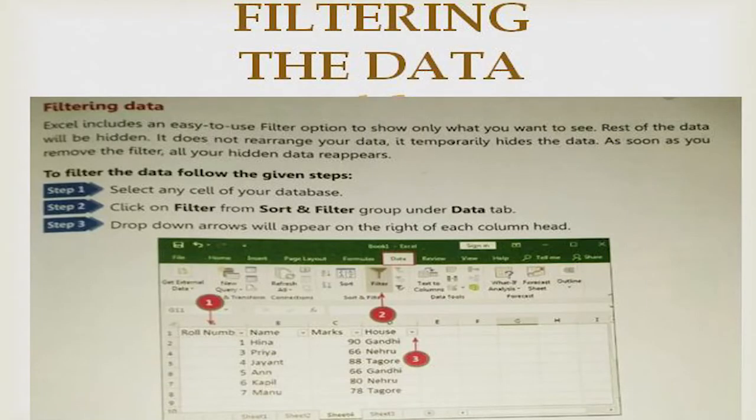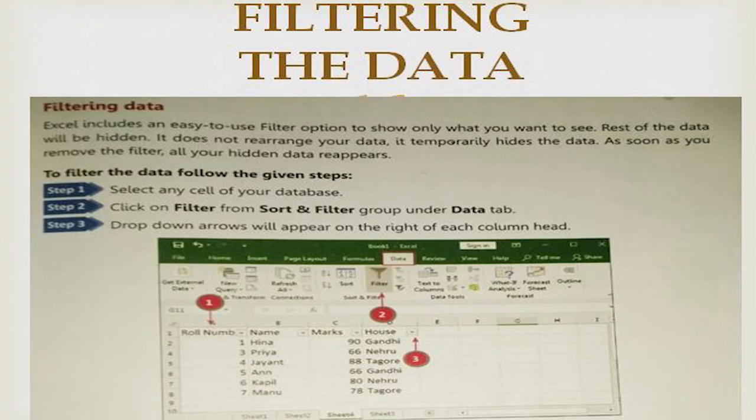Next topic is filtering the data. Excel includes an easy to use filter option to show only what you want to see. The rest of the data will be hidden. It does not rearrange your data, it temporarily hides the data. As soon as you remove the filter, all your hidden data will reappear. That means filtering means whatever data you want to see will appear and the remaining data will be in the hidden position.